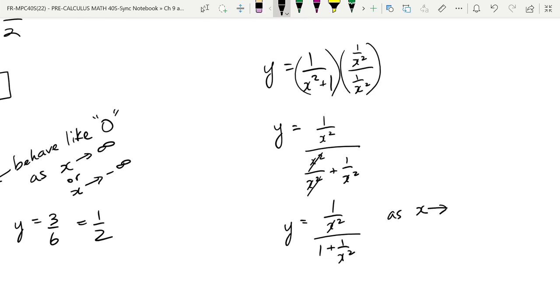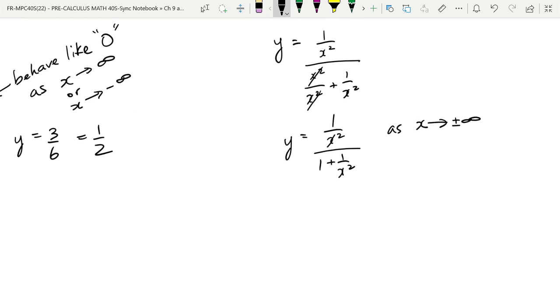All right, what happens now as x, again, approaches either positive or negative infinity? What happens to this thing? Well, this fraction becomes so small that it basically becomes 0. So I end up with 0 over 1 plus 0. And like it said in the rule, anytime the numerator has a smaller degree than the denominator, you end up with y equals 0.